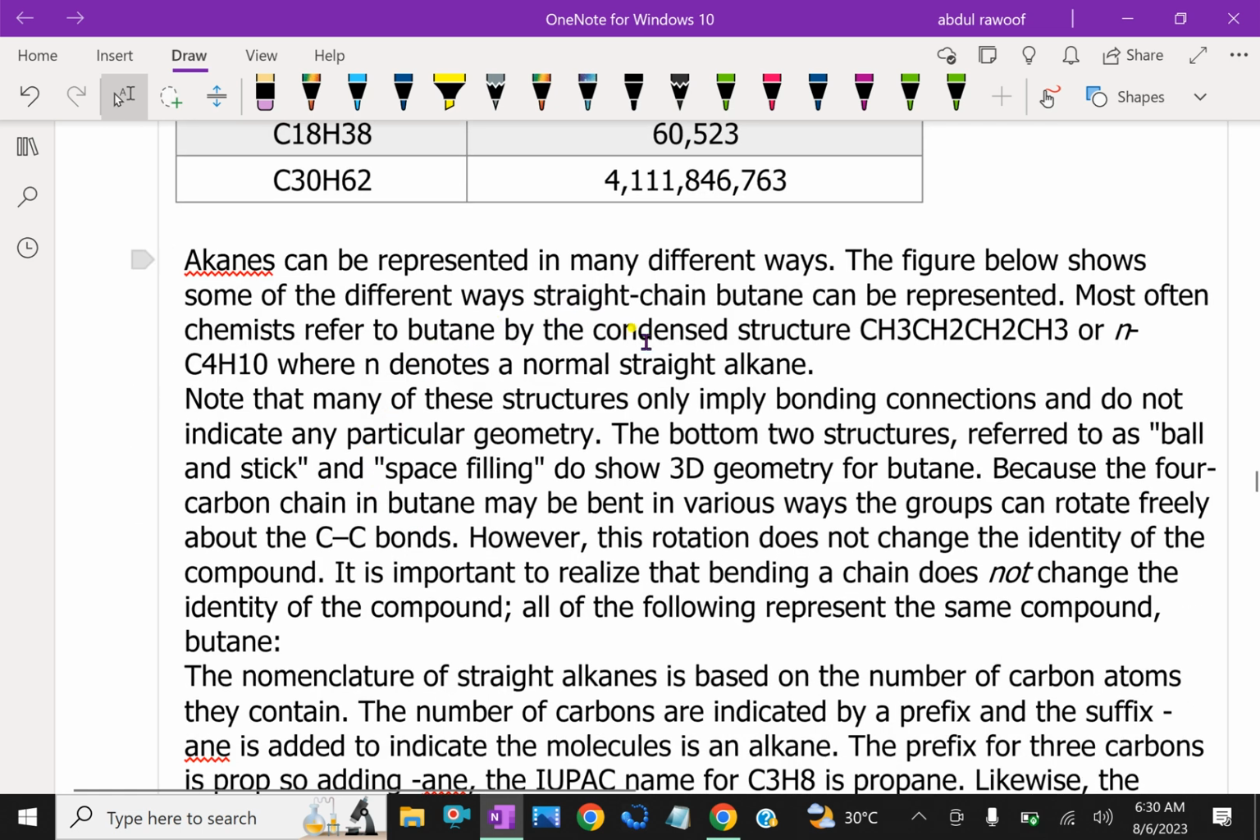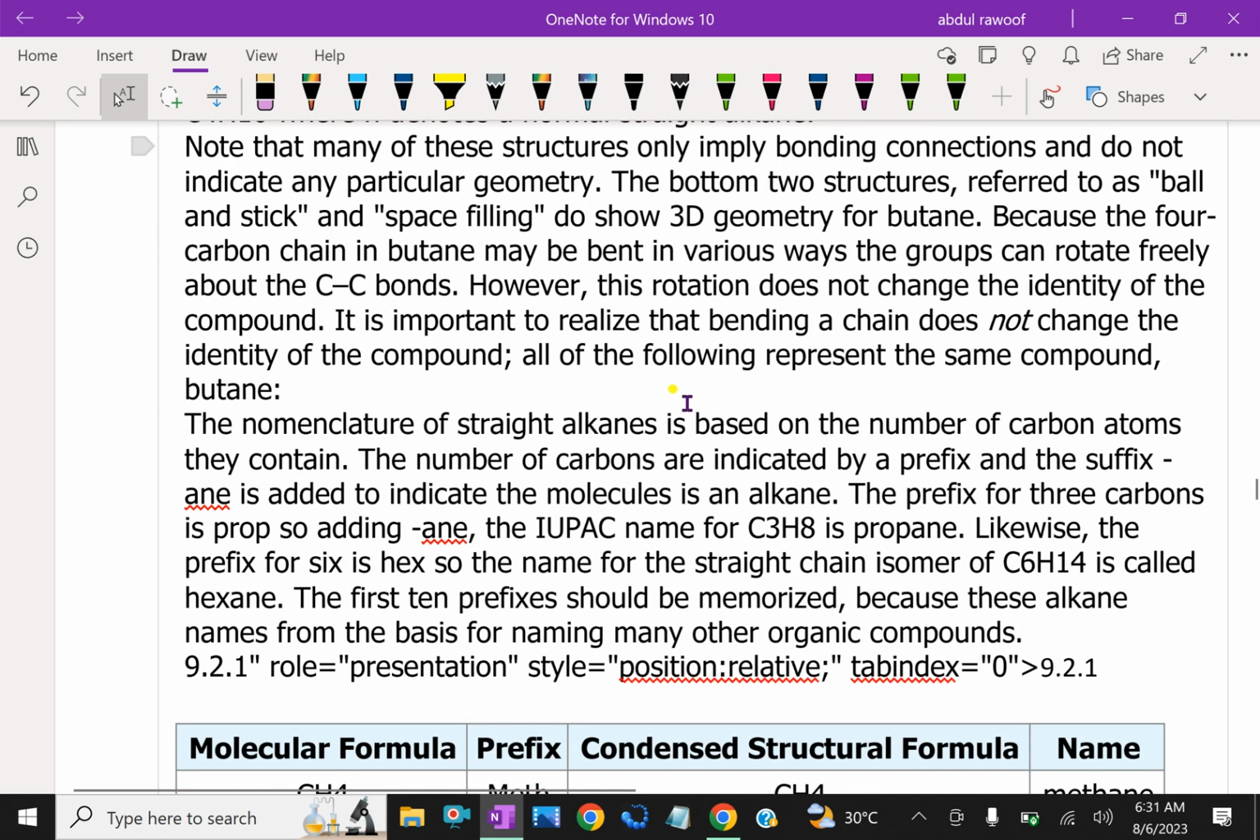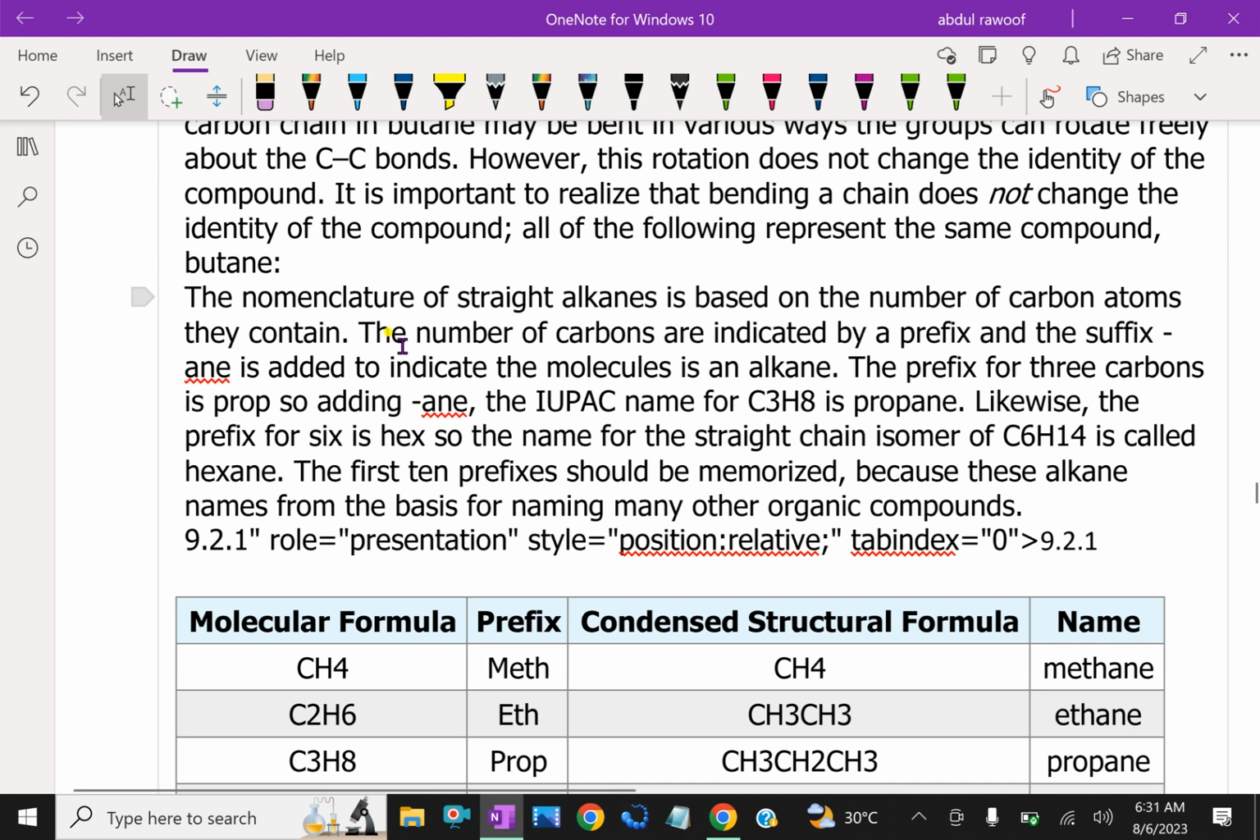Alkanes can be represented in many different ways. The nomenclature of straight chain alkanes is based on the number of carbon atoms they contain. The number of carbons is indicated by a prefix and suffix. The suffix -ane is added to indicate the molecule is an alkane. The prefix for three carbons is prop. So adding -ane, the IUPAC name of C3H8 is propane. Like that, other alkanes are named.